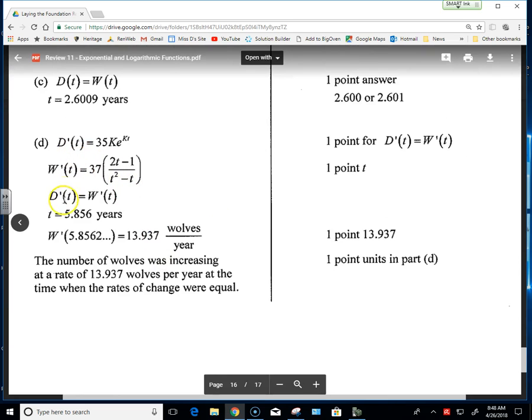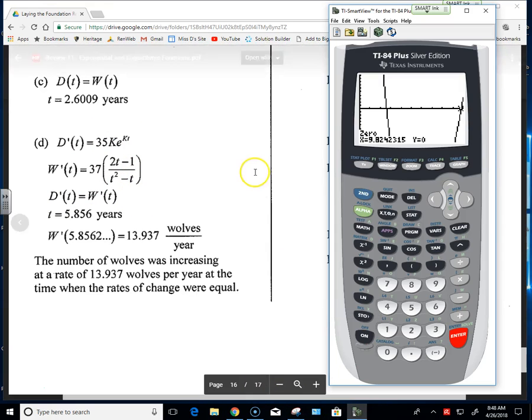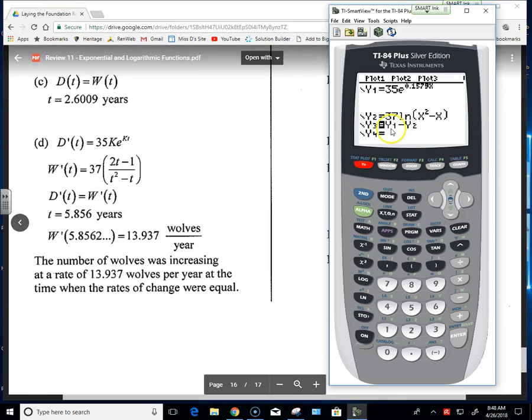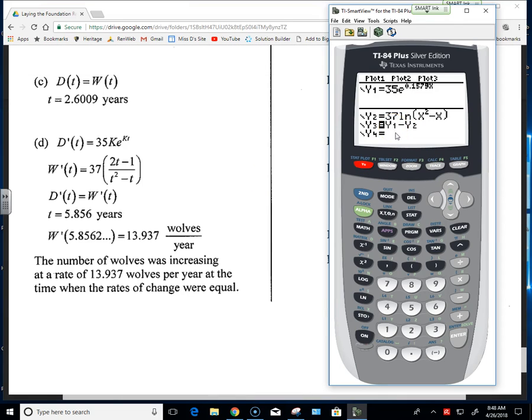Then couldn't you do the same? Now, guys, couldn't you set this equal to y1, this equal to y2, and try the intersect feature? Yes, but what else could you do based on what we just saw? You could answer the question. What else could you do based on what we just saw?